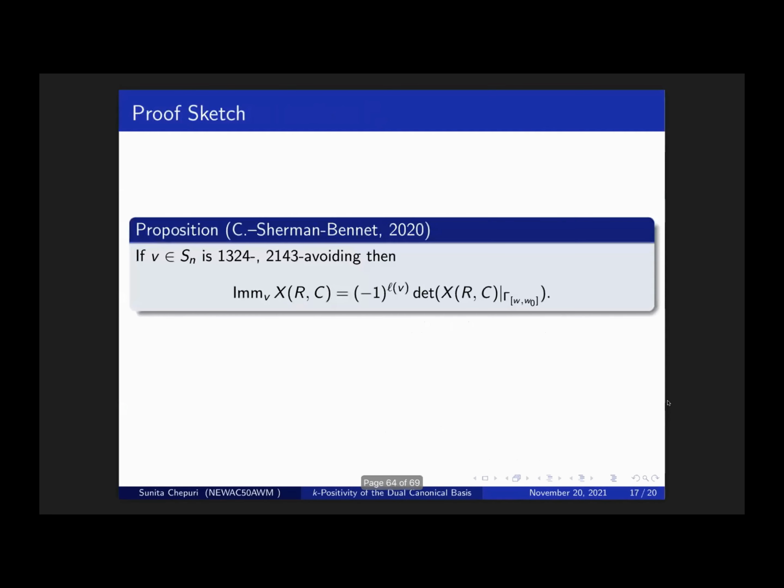And so we showed that if v avoids those two permutations in our theorem, then we actually find that the immanant of x_{r,c} is (-1) to the length of v times the determinant of x_{r,c} restricted to gamma of the interval from w to w naught in the Bruhat order. And so then we use Lewis Carroll's identity to do induction.